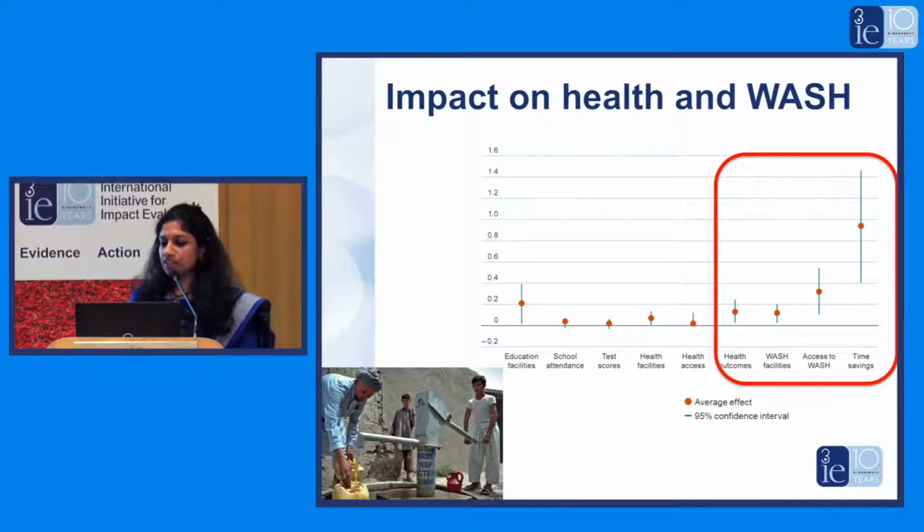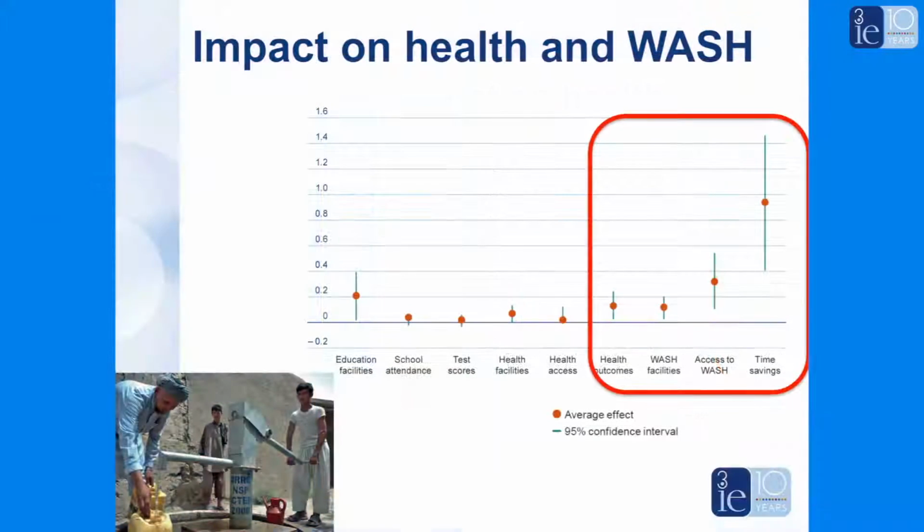You do see some slight improvement in health outcomes. This is not entirely surprising because the focus is on rehabilitating health facilities, providing medicines and doctors, but also some of the health effect comes from rehabilitating the water facilities. It's well known that if you improve WASH facilities, it may lead to a reduction in diarrhea, and so there is some effect on health outcomes. Finally, in terms of water, you see that the rehabilitation of water facilities leads to an improvement in access to water, but it also leads to a big reduction in time savings. So you spend less time collecting water, and that's a pretty significant effect.